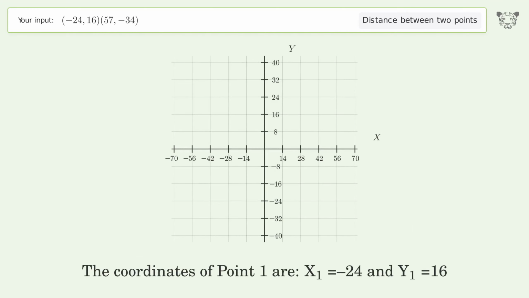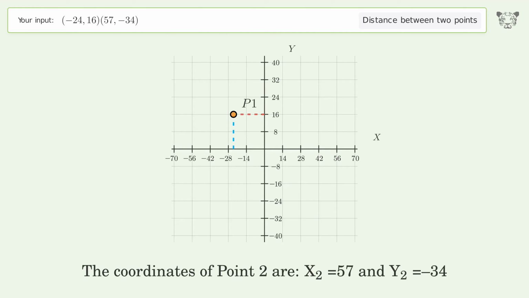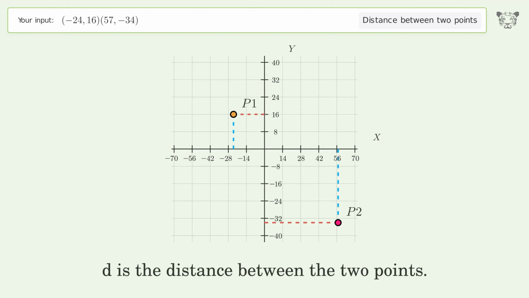The coordinates of point 1 are, x1 equals -24 and y1 equals 16. The coordinates of point 2 are, x2 equals 57 and y2 equals -34. D is the distance between the 2 points.